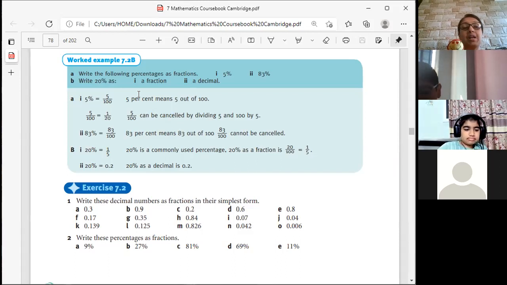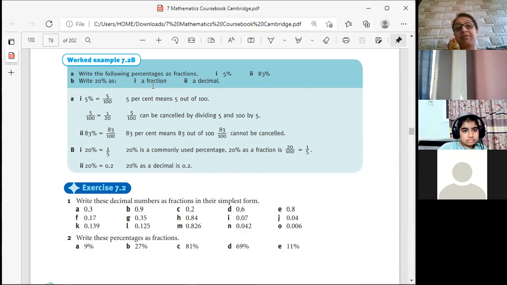Yes. Now see here what they have asked us. Write 20% as a fraction. So if you have to write it as a fraction, you'll write 20 upon 100 and then 1 upon 5. If they ask you to write it as a decimal, then what will you do? 20%.